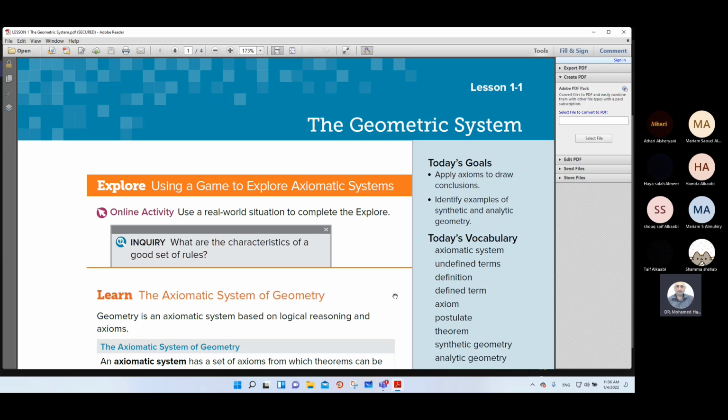Math grade 9. Today we will start geometry, the second book in math. So today we want to learn the first lesson, the geometric system.